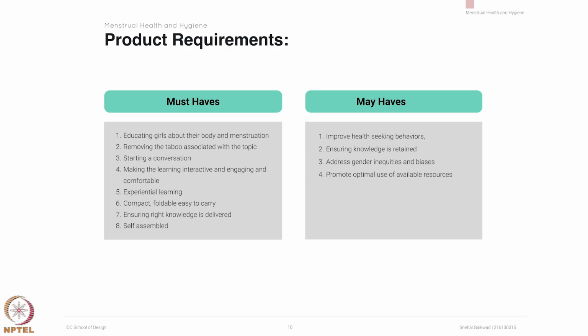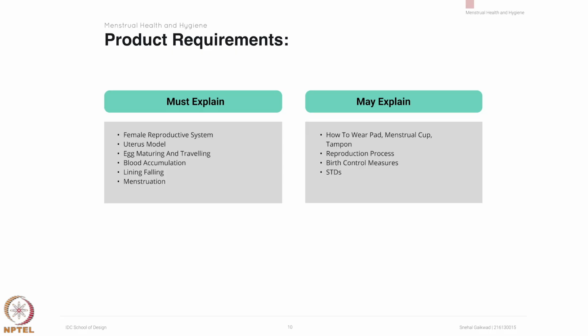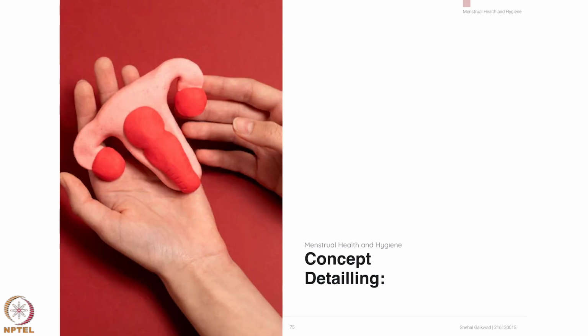So after the demonstration session they should understand what is normal, and it must explain the female reproductive system, the uterus model, then the phases of menstruation. It may explain how to wear a pad or menstrual cup, and it can introduce other menstrual absorbents. Then the concept.